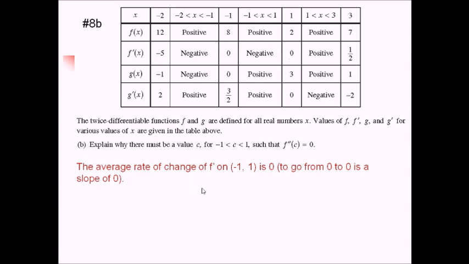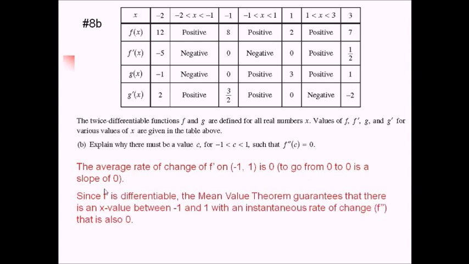Okay, so since the average rate of change is 0, and since f prime is differentiable, they told us f was twice differentiable here, so that means f prime has its own derivative. That means the mean value theorem guarantees there's an x value between -1 and 1 that has an IROC, which is what f double prime is, of 0. So we're just using mean value theorem to show that the derivative of f prime is 0 somewhere between -1 and 1.